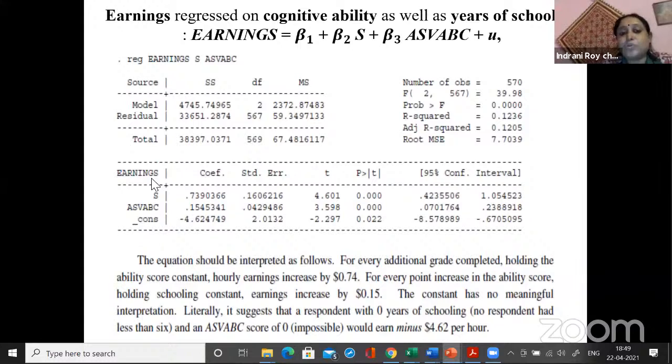Look at the t-values of the other two regression coefficients, the schooling and the test score, all are greater than 2. This one is 4.601 and this one is 3.598. So obviously they are statistically significant, and they are at 1% level, which you can check from the p-values. P-values are all 0, right? So they are statistically significant at 1% level of significance.